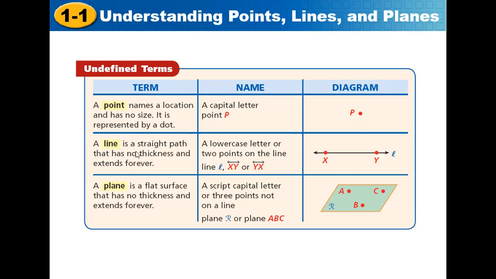Second, a line. A line is a straight path that has no thickness and extends forever. It is named by a lowercase letter or 2 points on the line: line L, or line XY or YX. So look at the figure here. We can note that this line has two arrows, and the two arrows mean that the line will extend forever in both directions. And how are we going to denote this line? We can denote it by a lowercase letter or by any 2 points that belong to the line.